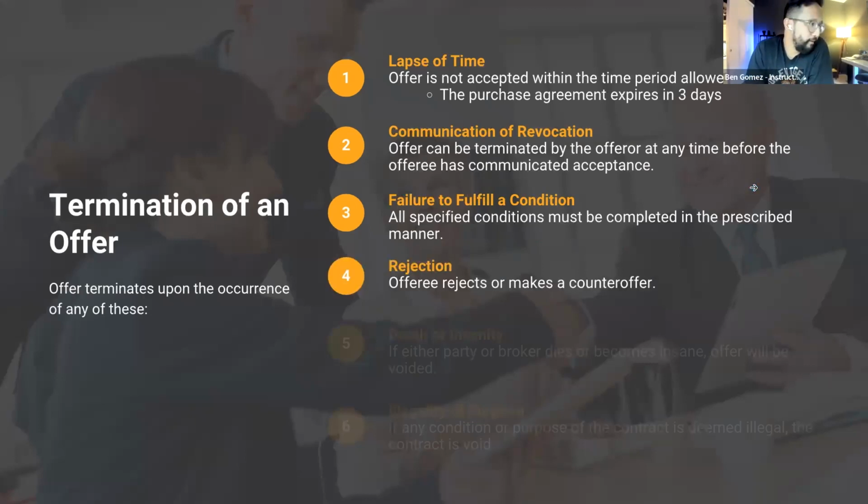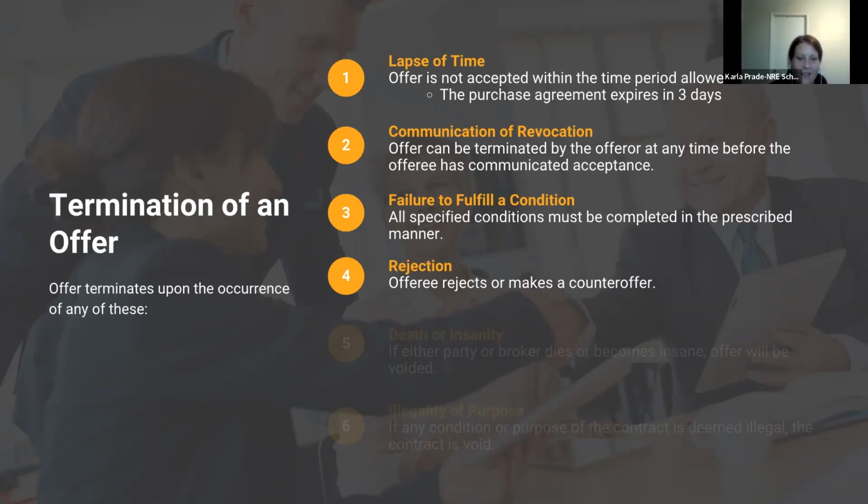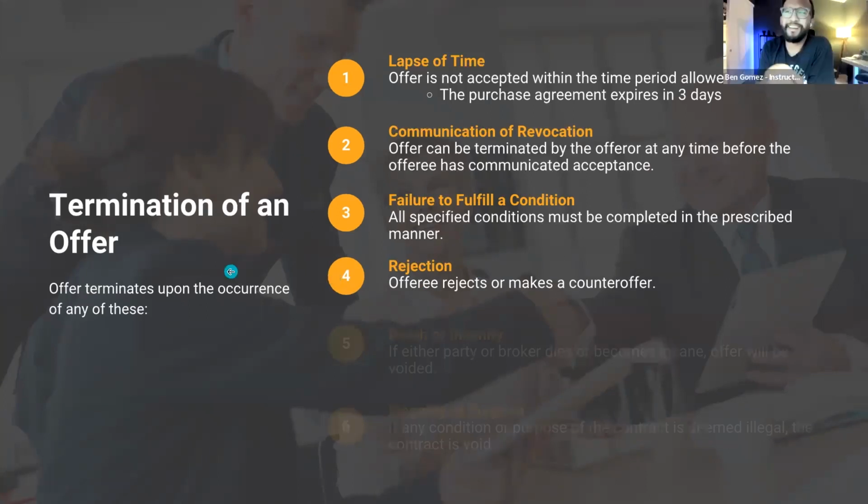Carla, who's the offeree, rejects or makes a counteroffer. The offeree is the seller. Some of you may be confused on those, and that's okay. Just continue playing around with that. Offeror, offeree. So rejection: the buyer, the offeror, makes an offer. The offeree, the seller, rejects and makes a counteroffer or just rejects it in general. That could be the termination of an offer.